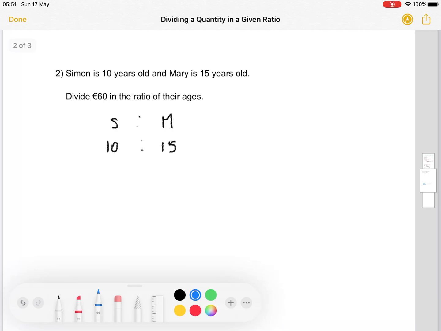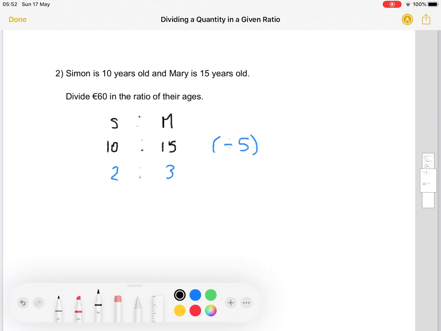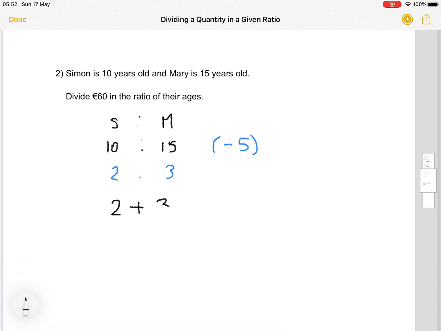To simplify, I need to divide both parts by 5. So 10 divided by 5 is 2. 15 divided by 5 is 3. So that is simplified. Now, I can start using the steps that we've explained in today's lesson. So, I first add the two parts of the ratio. So, 2 plus 3 is equal to 5.